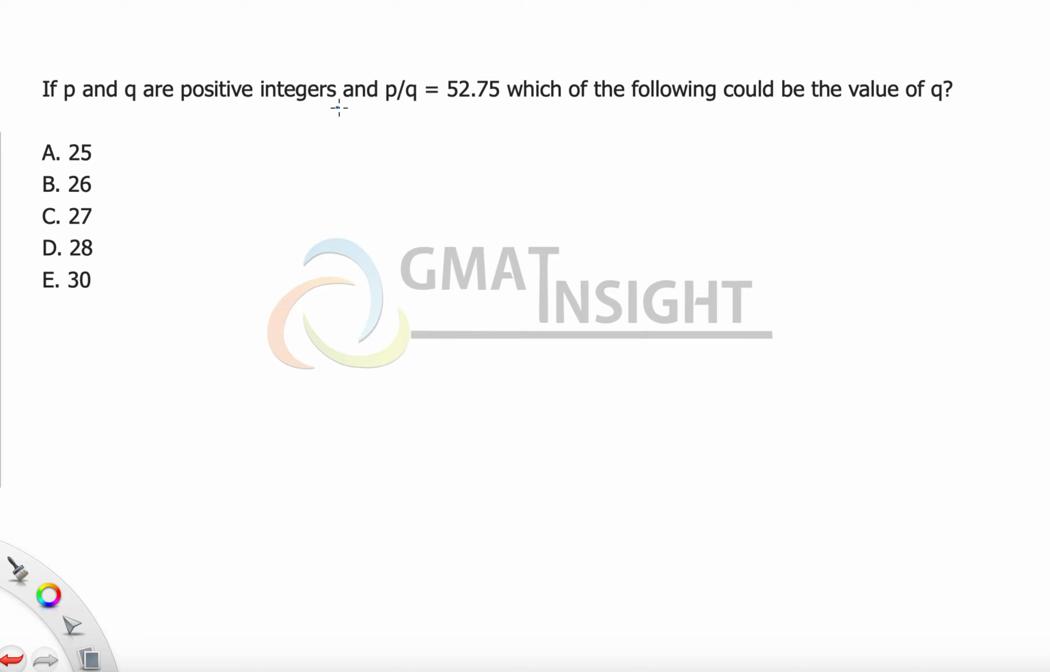If p and q are positive integers and p by q is equal to 52.57, then which of the following could be the value of q? Now here we have a typical question in which we have been given some expression and we have to think something about q. So let me quickly tell you how exactly we can figure out the relationship between the divisor, the decimal part, and the dividend.